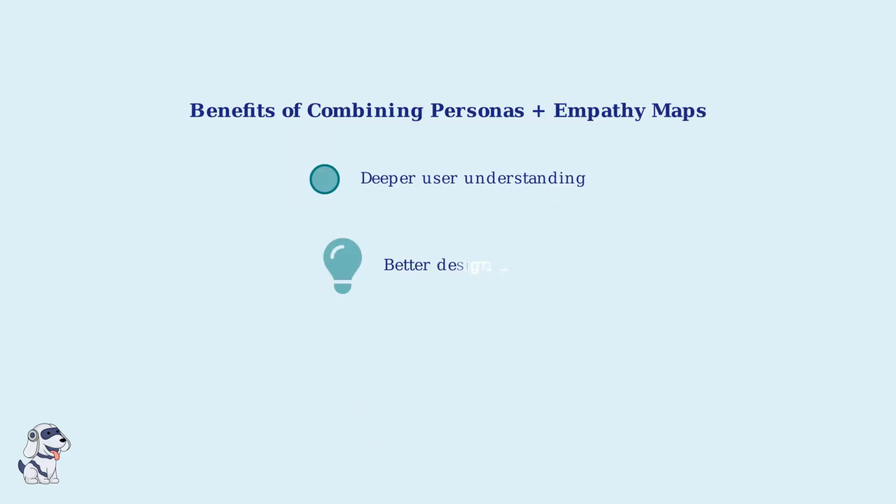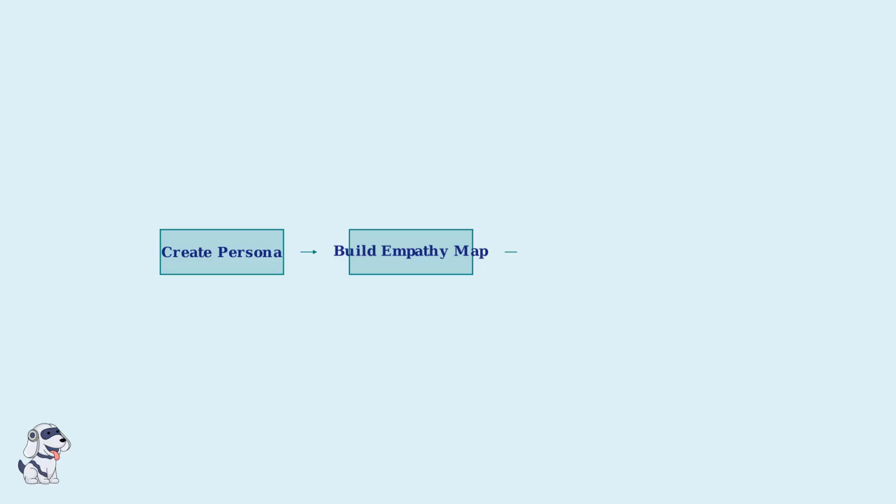The combination of personas and empathy maps creates a powerful foundation for decision-making. Personas give you the who, while empathy maps reveal the why behind user behaviors and motivations. When you combine detailed personas with empathy mapping, you transform static customer profiles into dynamic, actionable insights that guide every aspect of your product development and user experience design.